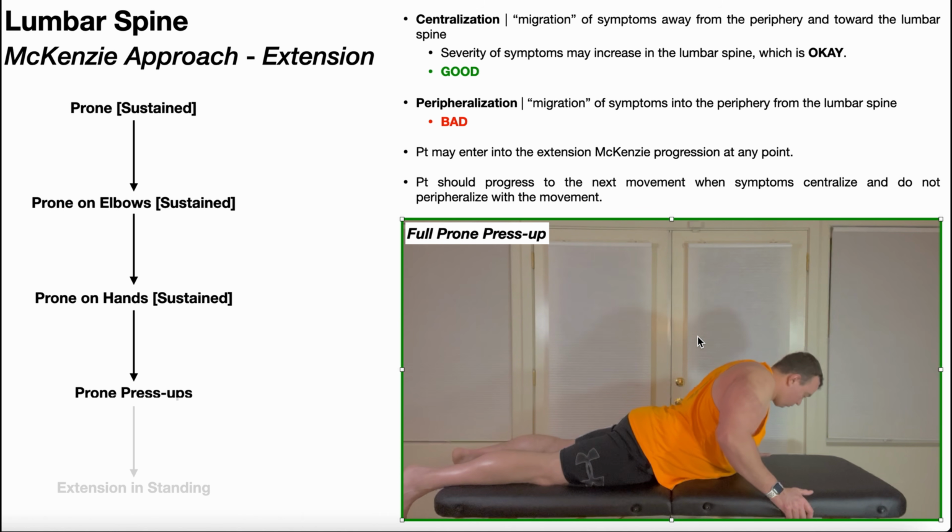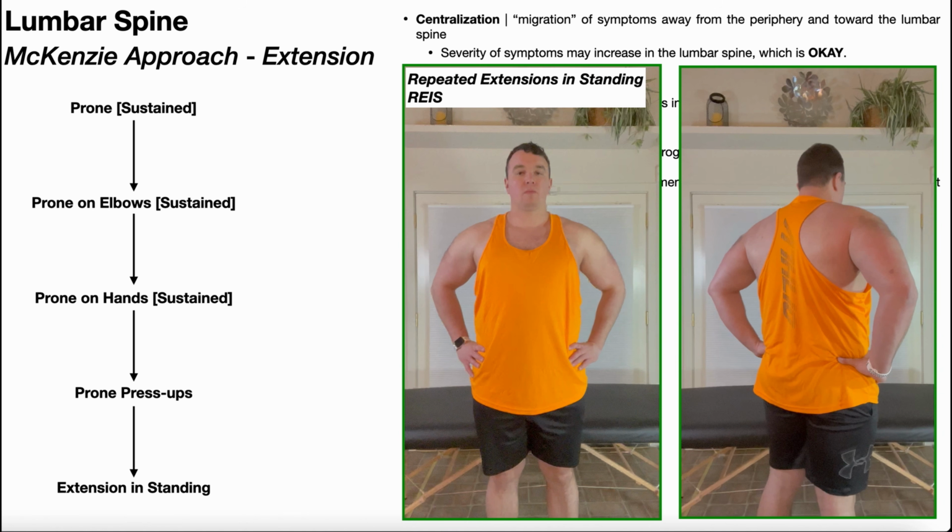Also understand that this movement and also the partial prone press-up is going to be challenging on the tricep muscles. Okay? So you want to make sure the patient has sufficient upper extremity strength if you're going to be giving them this. Now, assuming the patient's symptoms centralize with this movement, and they can tolerate it, you can then progress to the final progression, and that is extension in standing.